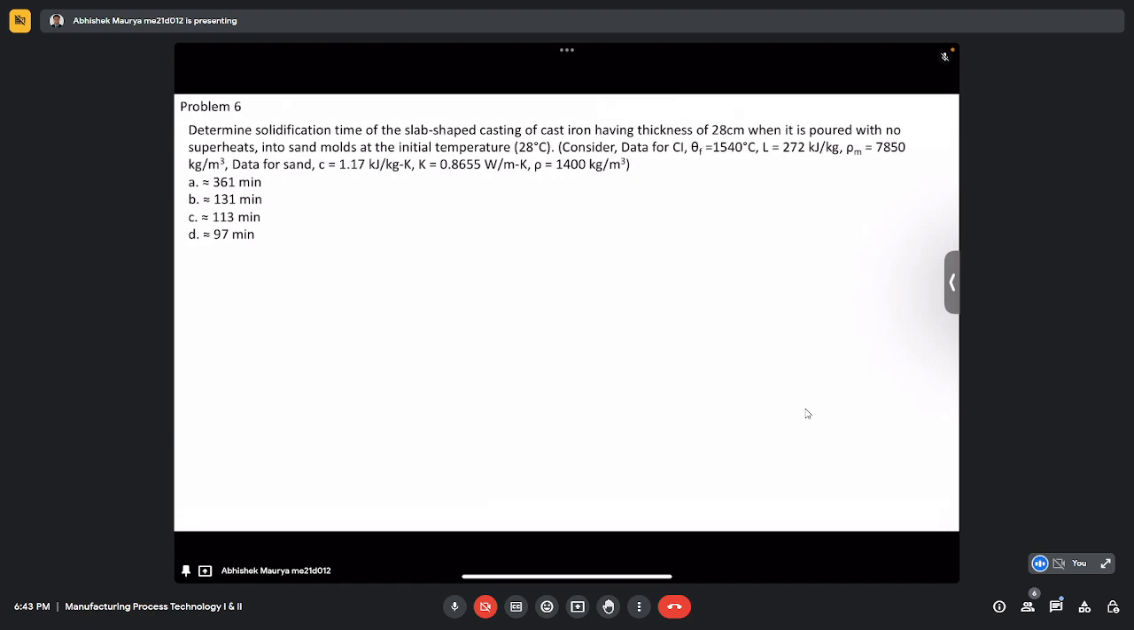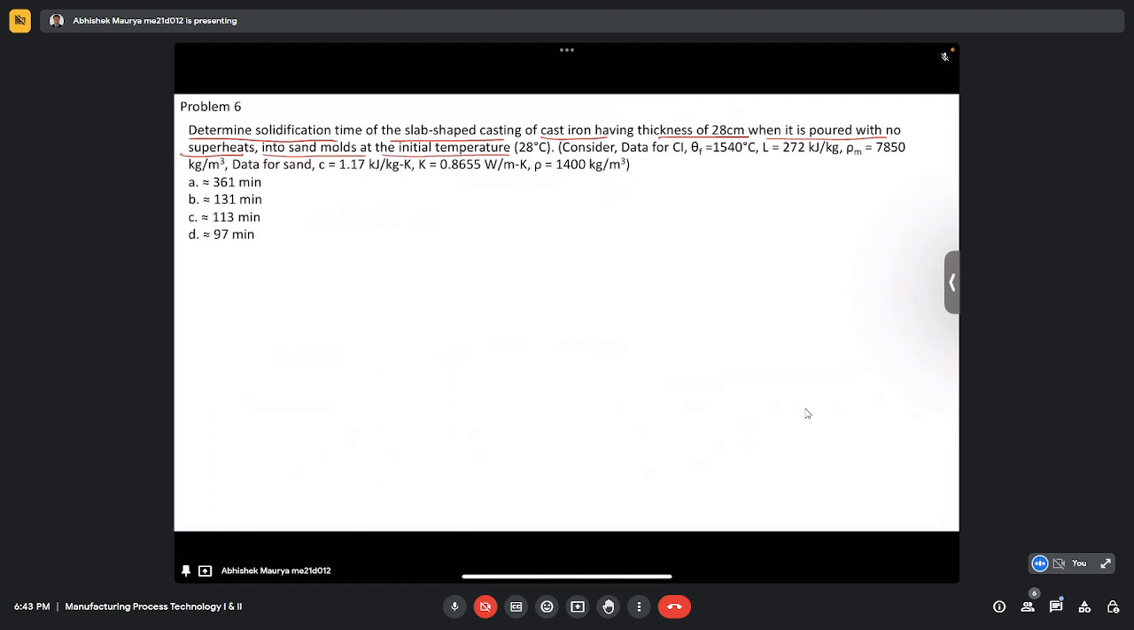Okay, so let's solve it together and you can check your answer. So here what we have to find out: determine the solidification time of the slab shaped casting of cast iron having thickness of 28 centimeter when it is poured with no superheat into a sand mold at initial temperature of 28 degrees Celsius, and other data is given.